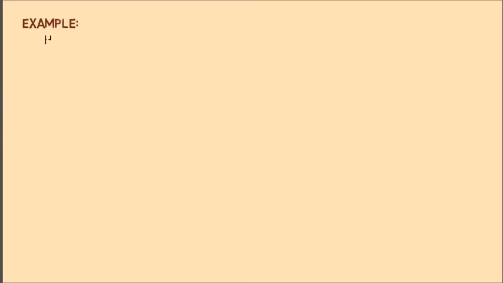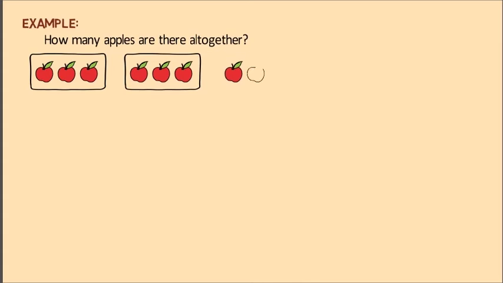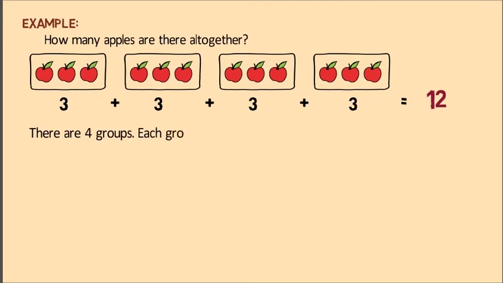Example. How many apples are there altogether? There are 4 groups. Each group has 3 apples. We say 4 times 3 equals 12.